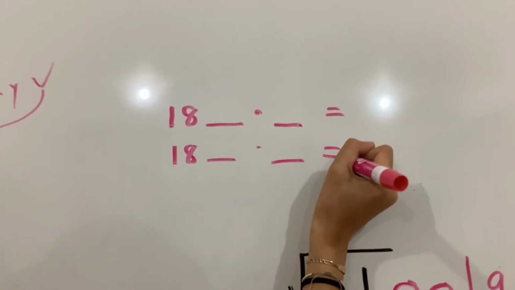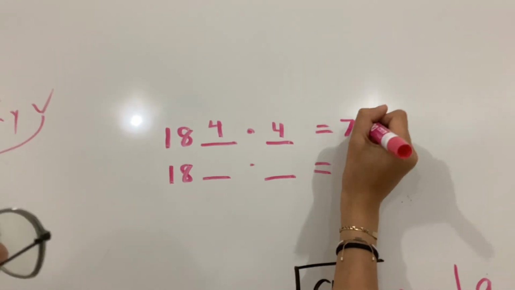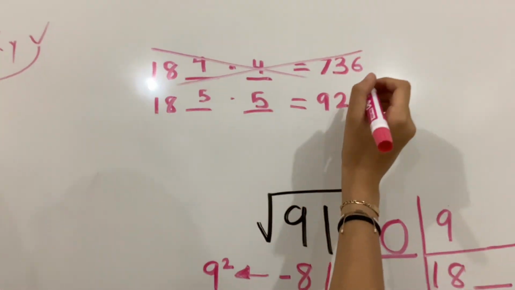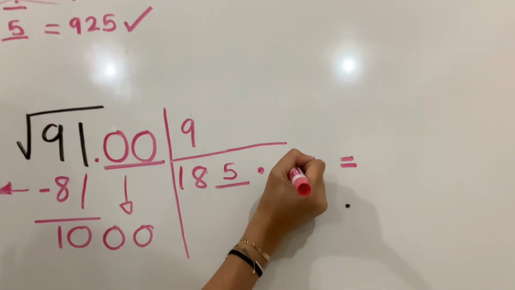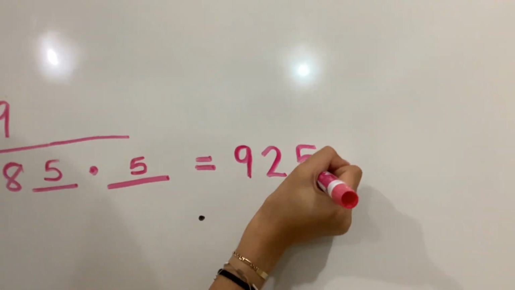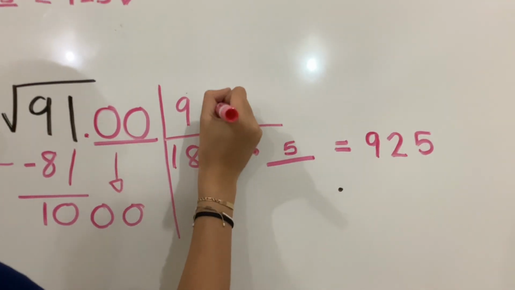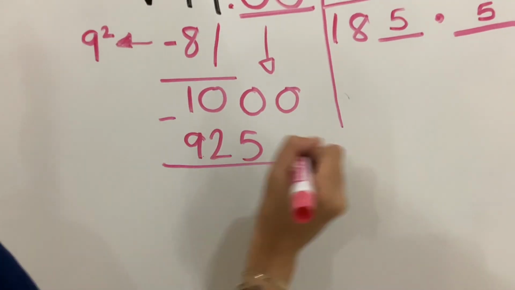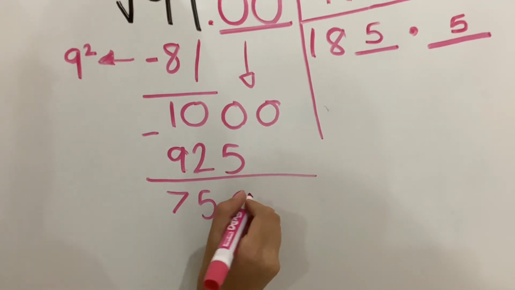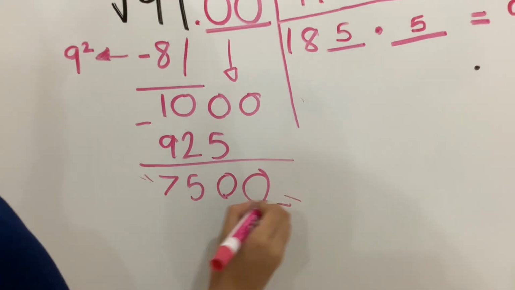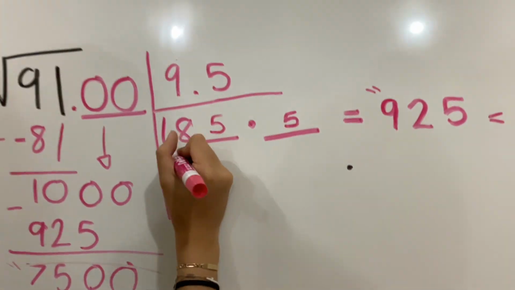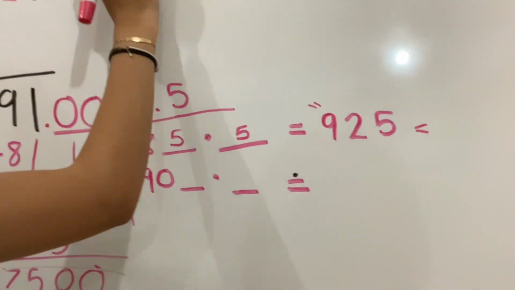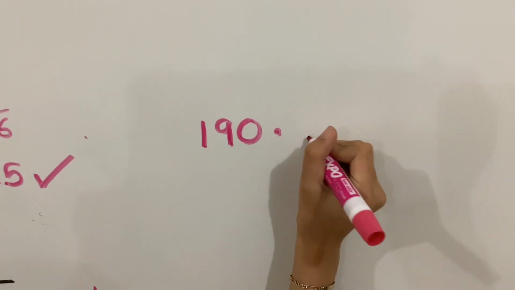So, 184 times 4 is 736. And 185 times 5 is 925. It is the nearest number to 1,000. So the 0.5 is now part of the answer. We do the subtraction: 1,000 minus 925 is 75. We add 2 zeros and do the same procedure, multiplying 9.5 times 2 to make it 190.